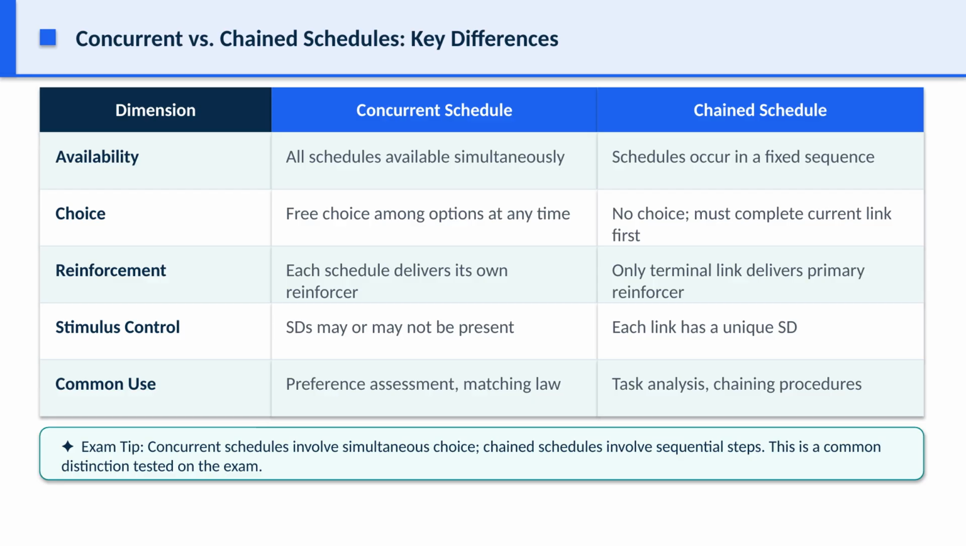In contrast, a chain schedule presents schedules in a fixed sequence. The learner must complete the current link before moving to the next, with only the terminal link delivering a primary reinforcer. Each link has a unique discriminative stimulus, which guides behavior through the chain. Common exam applications include using concurrent schedules to evaluate choice and preference, while chain schedules support task analysis and chaining procedures for teaching complex skills. Understanding these differences helps you select the right schedule for client goals and interpret behavioral outcomes accurately.